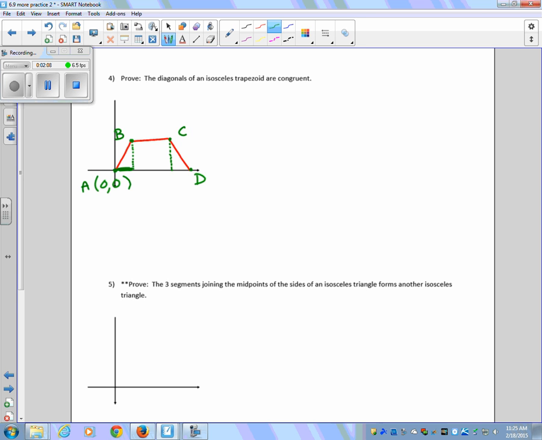Now, the important thing to notice here is that this distance has to be the same as that distance. If it's not the same, then you don't have an isosceles trapezoid. That's an important point, because if it just says trapezoid, you have to make sure that those two segments are not the same, so that you're finding the general case. But in this case, we have an isosceles trapezoid, so we're going to make those two the same.